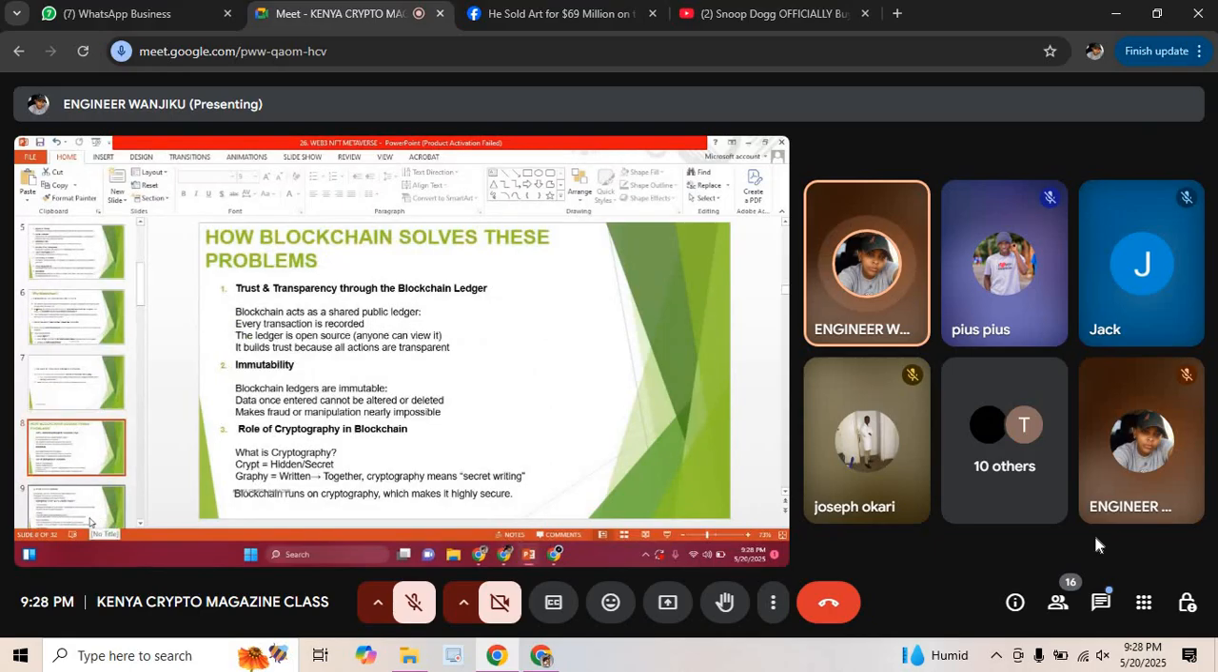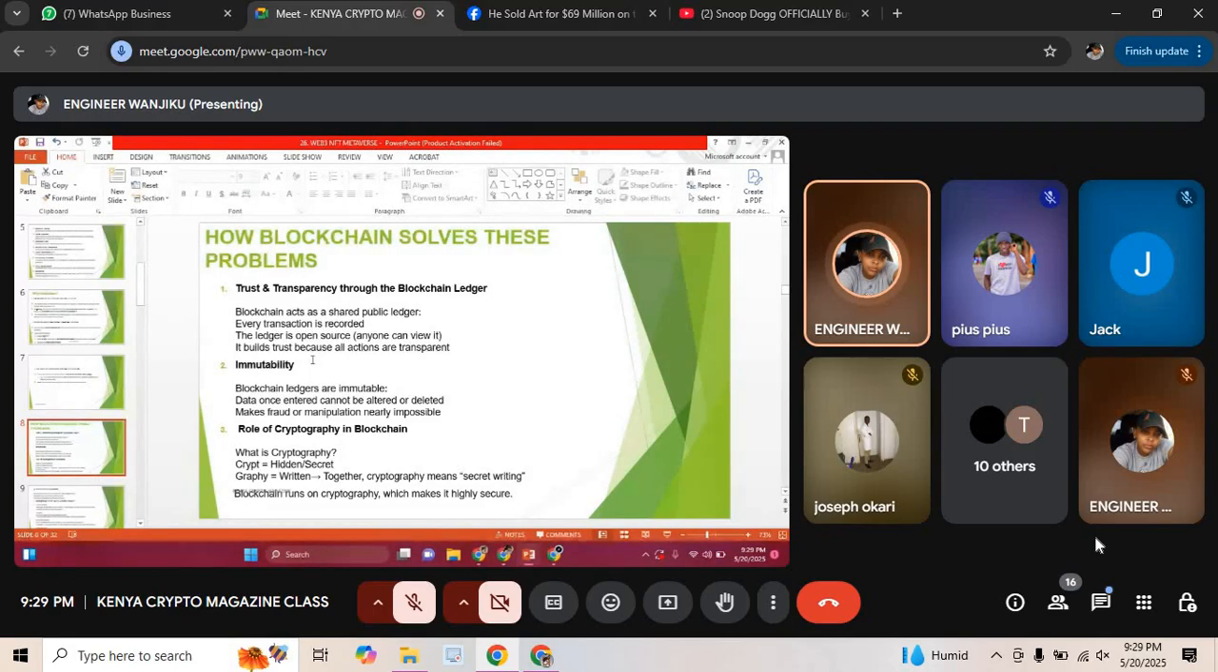So how does the blockchain solve these 3 problems that you've seen? Number 1, trust and transparency through the blockchain ledger. Remember we said the blockchain ledger is open source, so everyone can see everything that is happening on the blockchain. The blockchain acts as a shared public ledger. Every transaction is recorded on that public shared ledger. The ledger is open source, so anyone can view it. Then it builds trust because all actions are what? Transparent, number 1. And number 2, they are immutable.